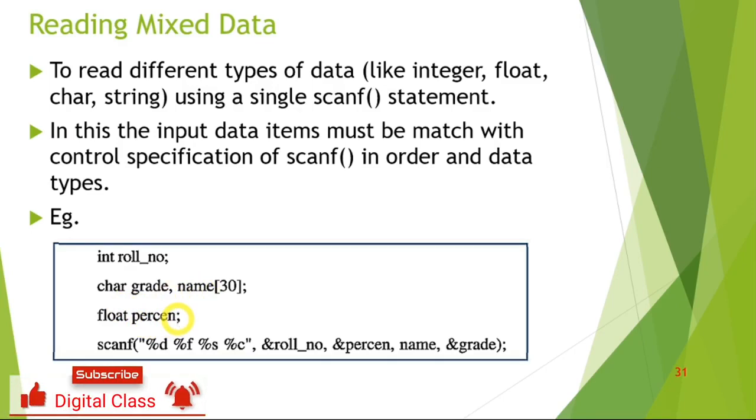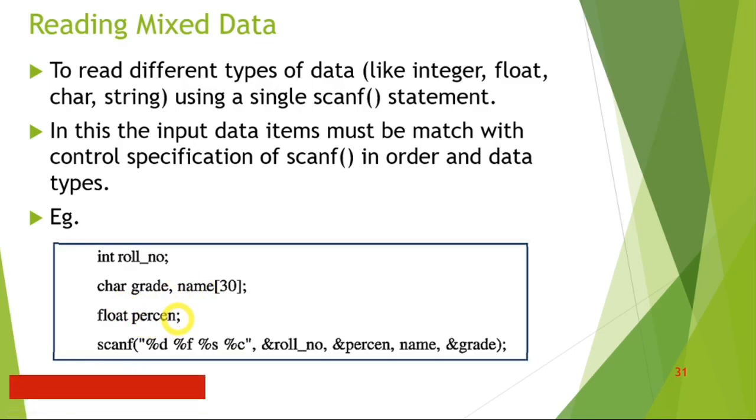Percentage D is used for roll number, percentage F is used for percent, percentage S is used for name, actually a string, and percentage C for character, that is for grade. So here we will use the modulo sign: roll number for percentage D, percent for the fractional part that is percentage F, name is a string, and grade is percentage C for character, each and every one given in the control string.